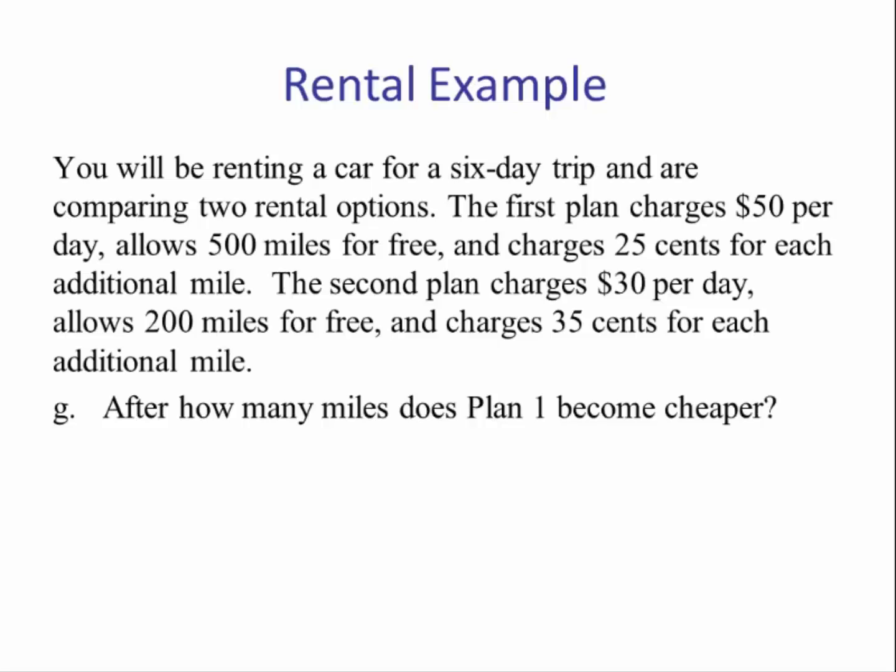G. After how many miles does plan 1 become cheaper? When the number of miles is greater than 650, plan 1 is cheaper. When x equals 650, plan 1 equals plan 2. And when x is less than 650, plan 2 is cheaper.